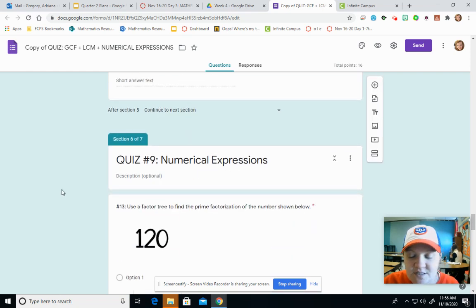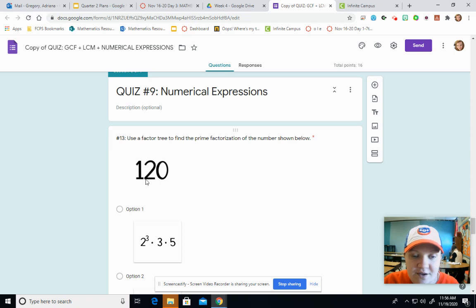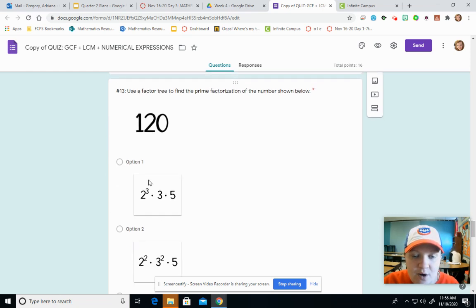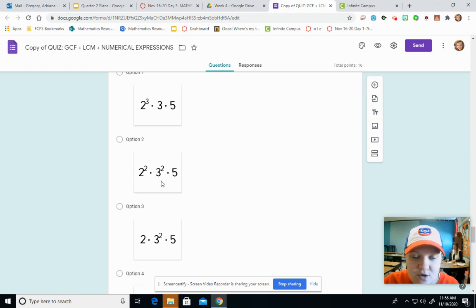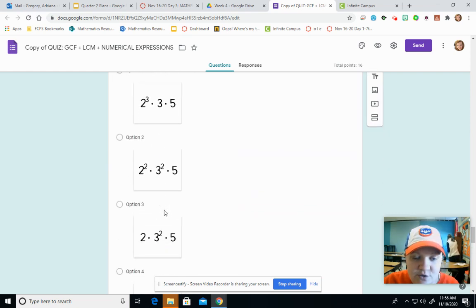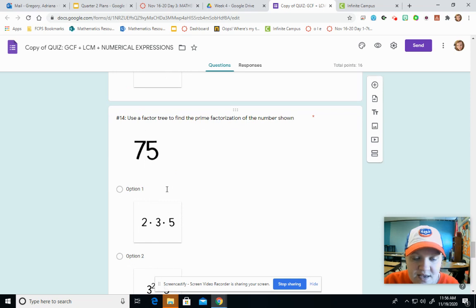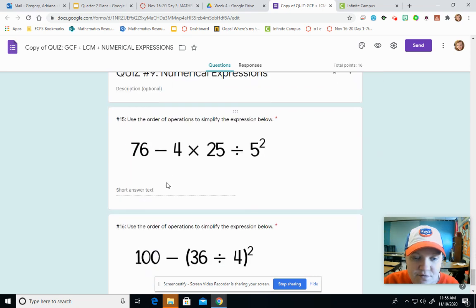Again, if I go too fast, please stop the video and come back and see what Miss Gregory is talking about. We're going to use a factor tree to split off our 120 and see what all of our prime numbers are that make 120. So when I do 2 times 2 times 2 times 3 times 5, does it make 120? Which one of these makes 120? Same thing for the number 75.